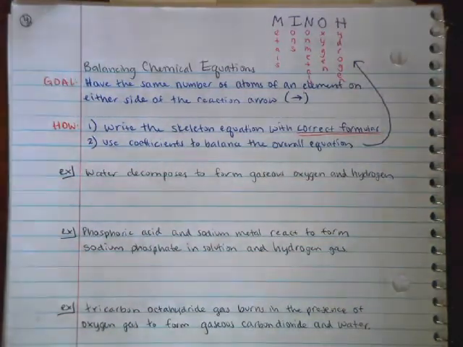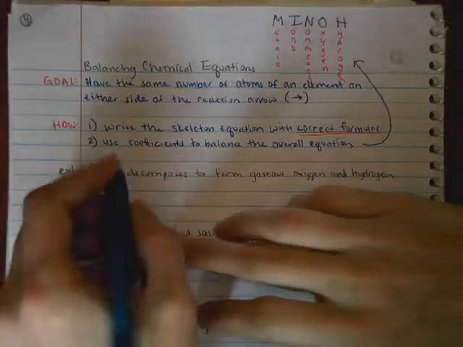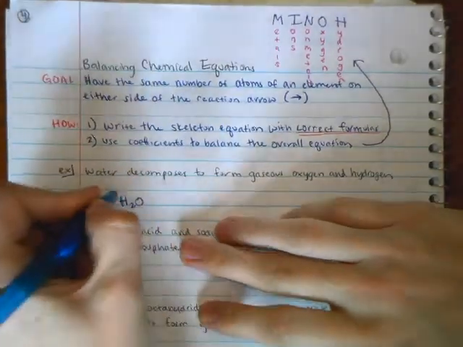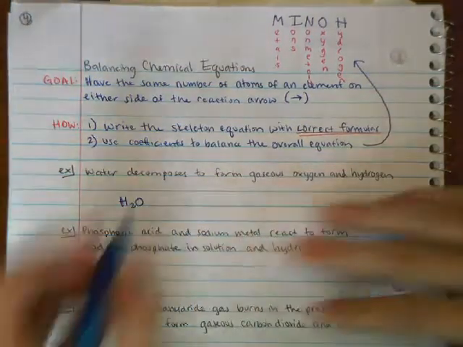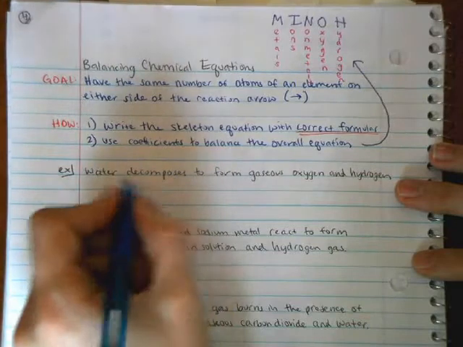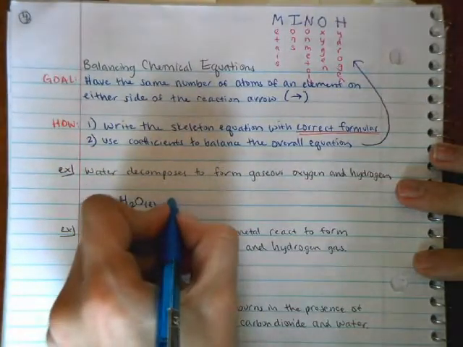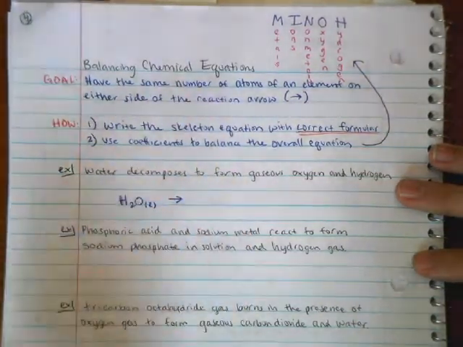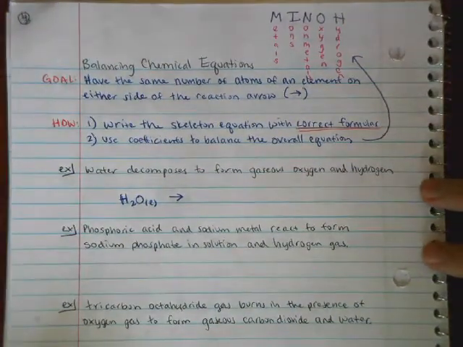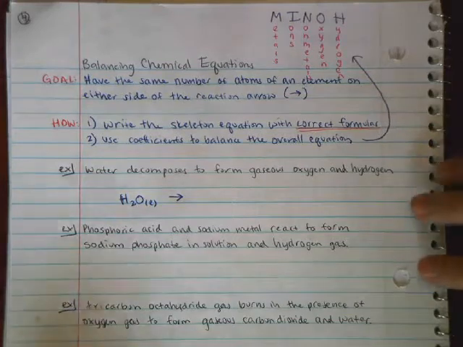So for our first example, we have water decomposing to form gaseous oxygen and hydrogen. So we've got H2O, and for our purposes, we're just going to assume that it's liquid. Decomposes to form. So notice this is one of those instances where we only have one reactant, and that's okay. This is called a decomposition reaction. We'll cover that more later. To form gaseous oxygen and hydrogen.